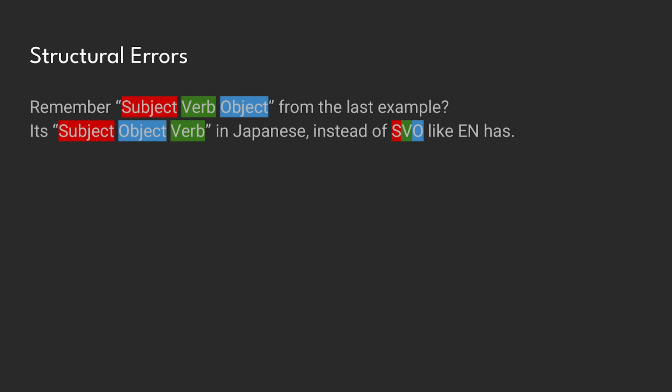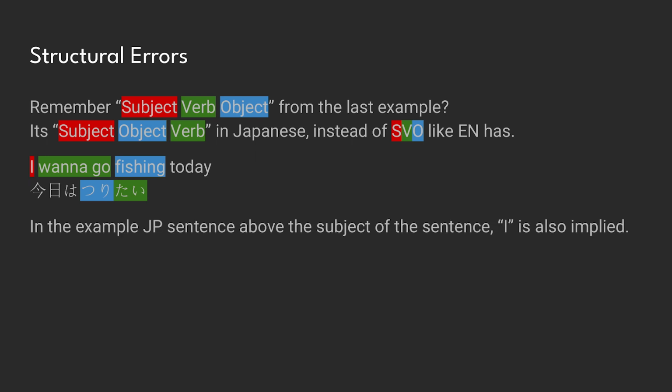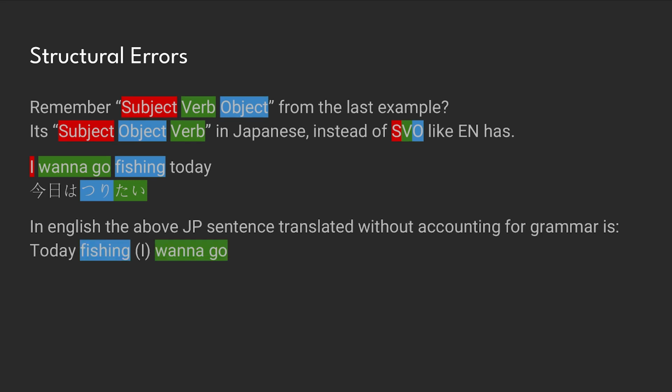In English, we have an SVO word order, which means the subject of the sentence comes before the verb, which comes before other grammar items like the object. Japanese, on the other hand, uses an SOV word order, subject, object, verb. While an English speaker might say, "I want to go fish today," a Japanese speaker might say, "Kyou wa tsuritai." If you just translate the actual words, irrespective of the grammar, while the Japanese does mean, "I want to go fish today," the structure of the Japanese sentence is different than the English sentence: today fishing I want to go.